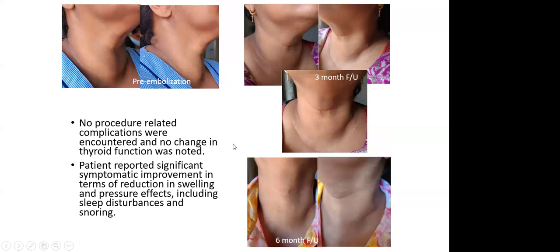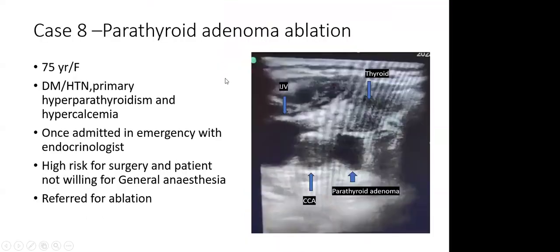Another out-of-the-book indication is parathyroid adenoma ablation. We have done almost 25 cases of benign thyroid nodule ablation and got excellent results. Then parathyroid adenoma, we have done the first case here. The patient is not fit for surgery or not willing for surgery. Surgery is still the first choice for parathyroid adenoma, but when it is not possible or the patient is not willing, then we can do the ablation.